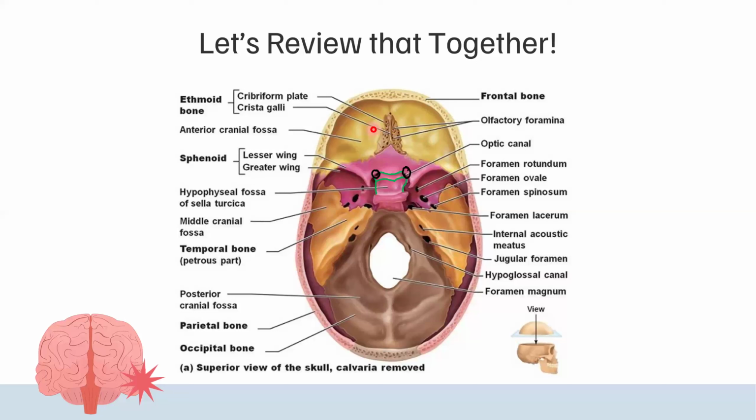When we moved even more anteriorly, we saw this roughened edge that is known as the cribriform plate. Now moving posteriorly, immediately posterior to the foramen ovale, where the ear would be, we have our internal acoustic meatus. And then posterior to that, a huge curved foramen, the jugular foramen. And then right next to the foramen magnum, we have our hypoglossal canal, which is super small.